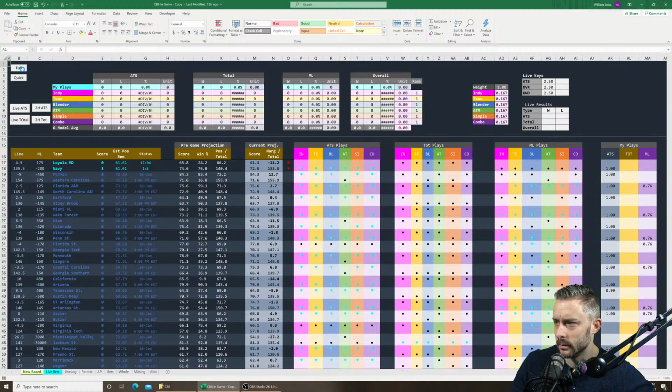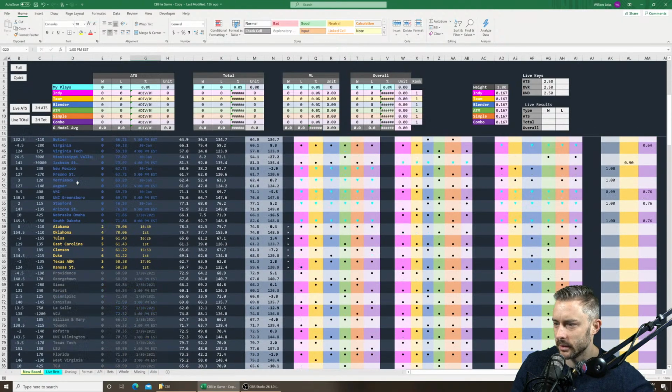It looks like I only have one game active right now, which I have a bet on, which is Loyola Maryland and Navy. And then there's only one more after that, Furman and Western Carolina. So a lot of the games I have bets on tonight are later.